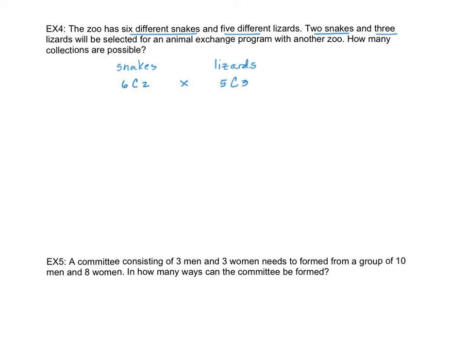So to figure out the ways I can choose the snakes, it would be 6C2. It turns out to be 15. And that's how many ways I can choose my snakes. How many ways can I choose my lizards? 5C3 turns out to be 10. So now I have these 2 groups. And how many ways can I choose the snakes and lizards? I would multiply those together to get 150. Again, this is probably the most difficult counting problem there is, because I'm actually using a combination with the fundamental counting principle.